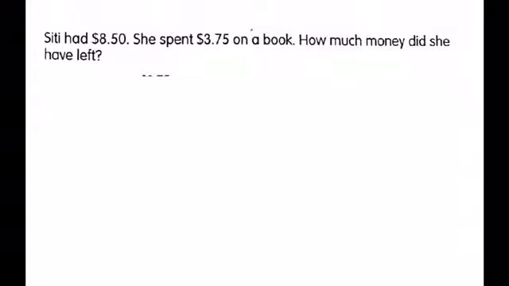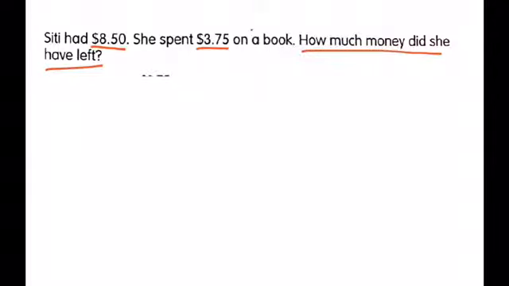Now let's read. Cindy had $8.50. She spent $3.75 on a book. How much money did she have left? How much money did Cindy have? She has $8.50. How much did she spend on a book? She spent $3.75. After gathering the given information, what are we looking for? We're looking for how much money did she have left.